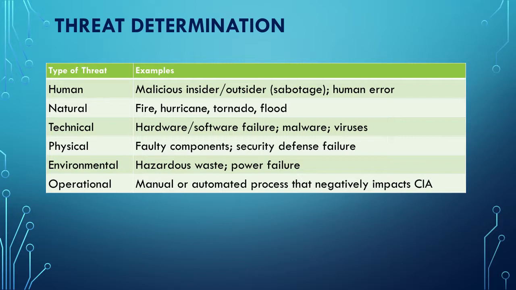Technical, hardware, software failure, malware, viruses, that's easy. Those are easy threats for us to deal with because we can test hardware and software on a regular basis and make sure that we look for any vulnerabilities or any failures. We can make sure our virus protectors are up to date. This is absolute. Faulty components and security defense failure as physical threats. You need to know what they are, and you need to be a stickler for these. You need to find out if it's going to fail. And if it's going to fail, you need to mitigate that failure. Environmental, hazardous waste, power failures. This happens. Okay? What are you going to do about it?